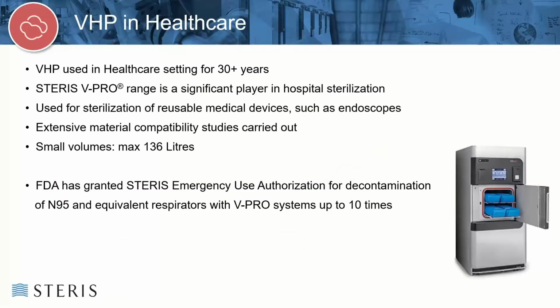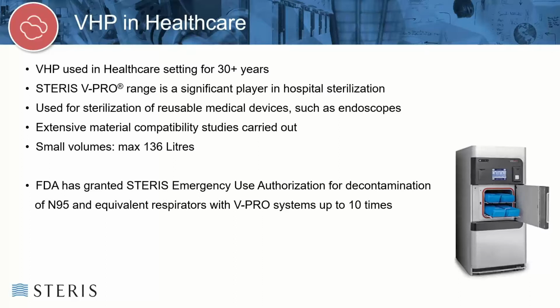As I said previously, while VHP is pretty new in the terminal sterilization market, it does have a long history of use in the healthcare sector. VHP has been used in the healthcare setting within hospitals for over 30 years now, and the STERIS V-Pro is actually a significant player within hospital sterilization using VHP. These are mostly used for sterilization of reusable medical devices, so things like endoscopes that can be processed again and again for reuse. And because there is such a history of VHP being used within hospitals, there has been extensive material compatibility studies carried out. And I'll talk a little bit more about that in the next slide.